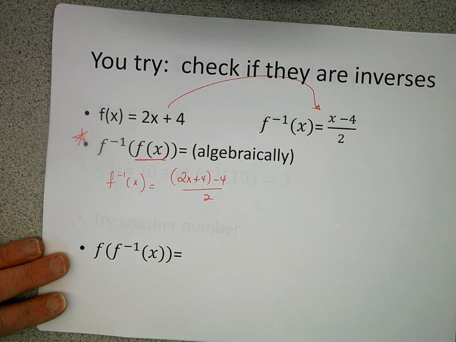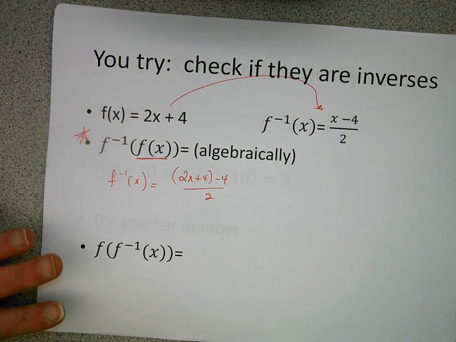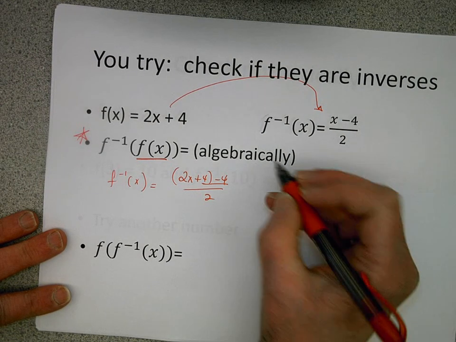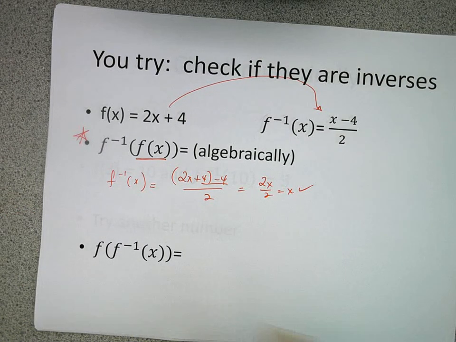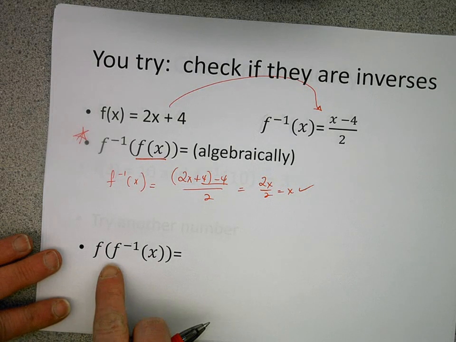Now, how do you know it's an inverse? If it comes up with x. These cancel out, you get 2x over 2, which is x. And unfortunately, you have to do both to double check it's an inverse. Every once in a while, one will work and the other one won't. So we're going to do the other way.